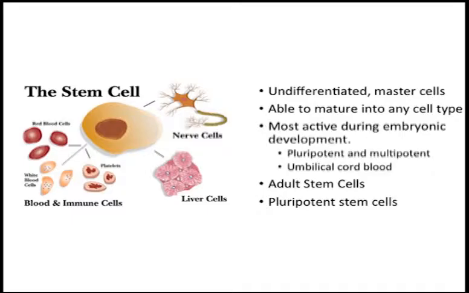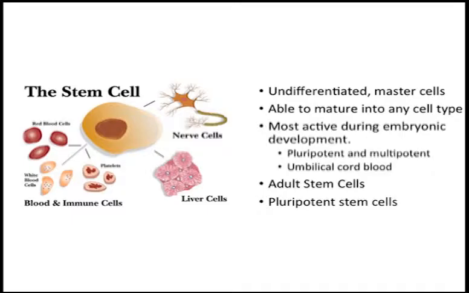Undifferentiated master cells that have the potential to turn into whatever the body needs. And it's all about keeping the system in balance. So there's a very complicated feedback system that has to work almost perfectly in order to get these signals sent from all over the body.